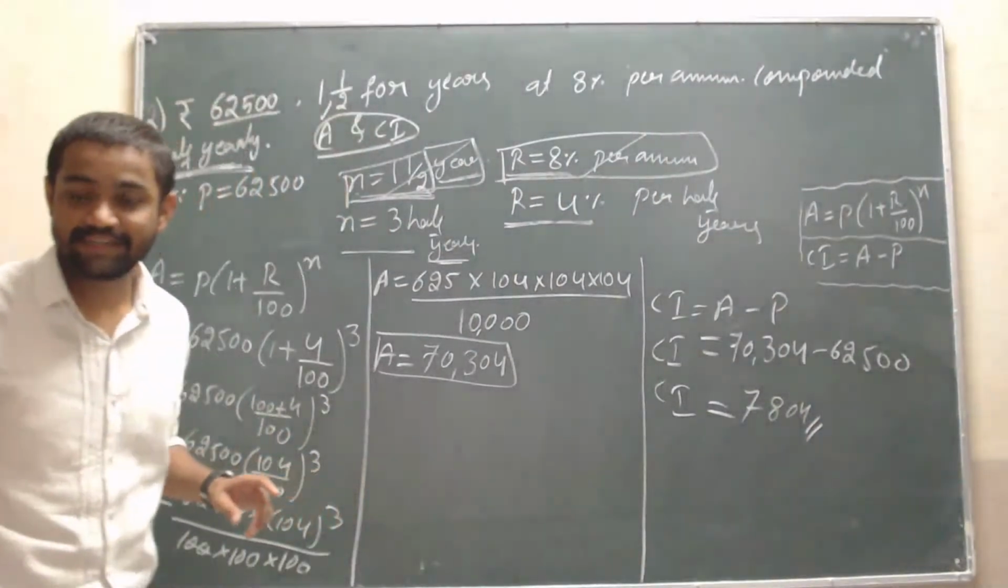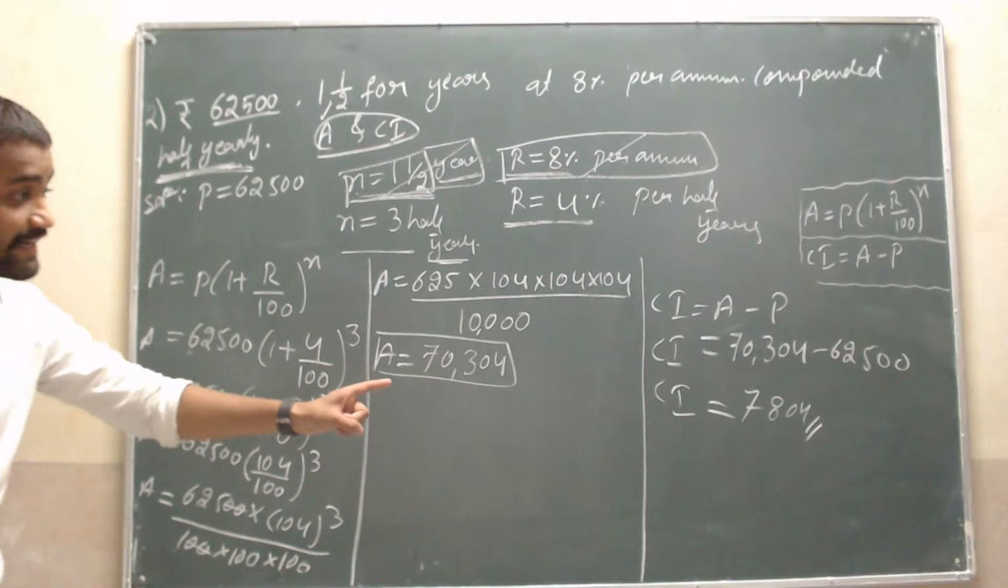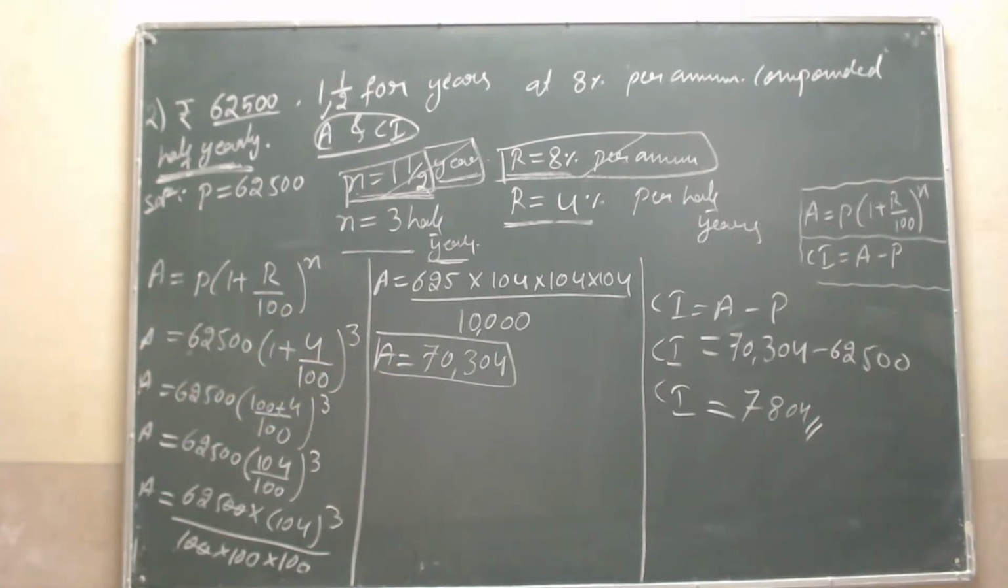Is it clear? 7,804 rupees is the compound interest, students. Is it clear to you? Yeah, Padma and Margappa, 7804 is the compound interest. Okay, this is another type of important problem. Okay, and let's see another problem, children, and it is same as this one.